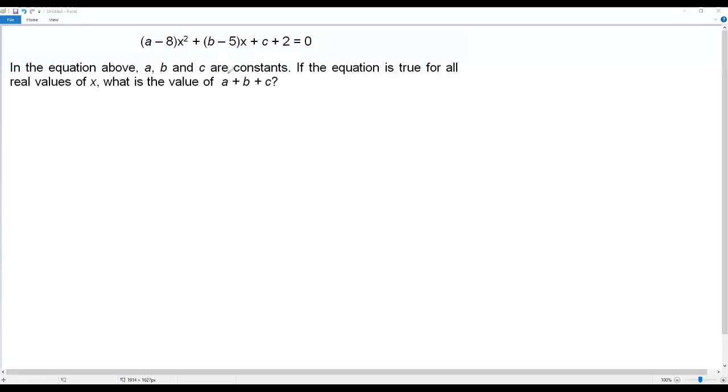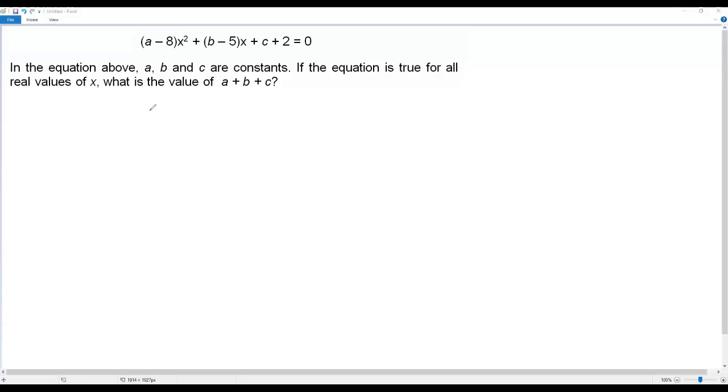If the equation is true for all real values of x, what is the value of a + b + c? Since a, b and c are constants, the x has to be a variable. So this is a quadratic equation in the variable x. Our aim is to find the value of the expression a + b + c. For that, first we have to find the values of a, b and c. Once we get the values of the three constants a, b and c, we can add them and get the value of this expression.